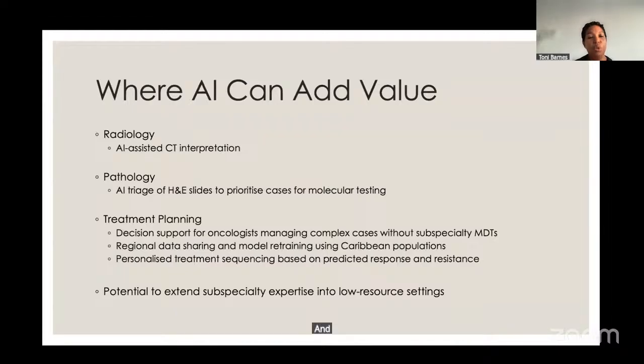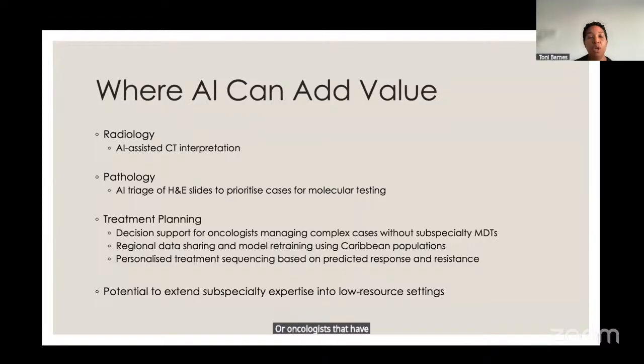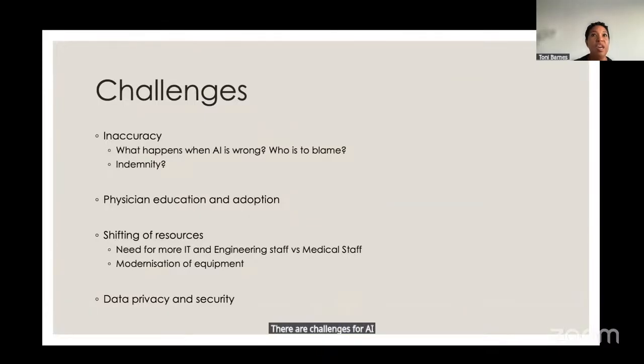And this helps too to extend subspecialty expertise into low resource settings, hospitals that do not have an oncologist, or oncologists that have not seen certain types of cancer very readily or commonly because our population is small. There are challenges for AI. I think number one being inaccuracy.